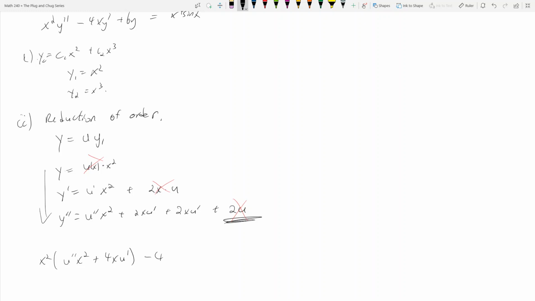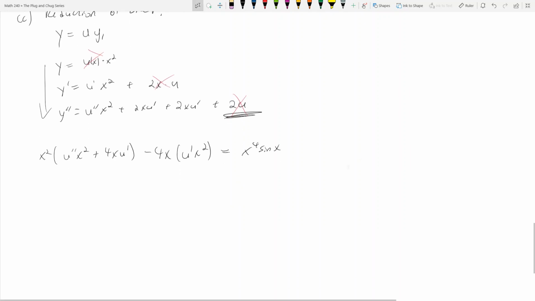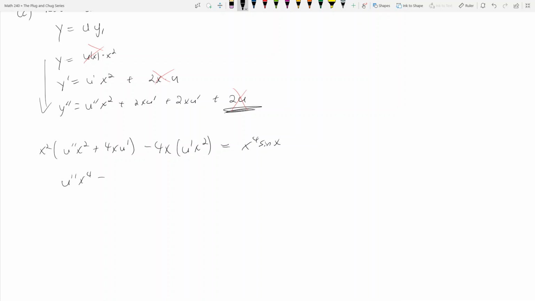And then this is minus 4xy prime, which is u prime x squared, and then plus 6y, but that doesn't matter. And this is equal to x to the 4th sine x. All right. Now we got u double prime x to the 4th plus 4x squared u prime minus 4x cubed u prime. Oh, this is actually 4x cubed u prime. Okay, so this works out. Equals x to the 4th sine x. Cool. And so now you got u double prime x to the 4th is equal to x to the 4th sine x, right? Because the middle x cubed terms cancel.